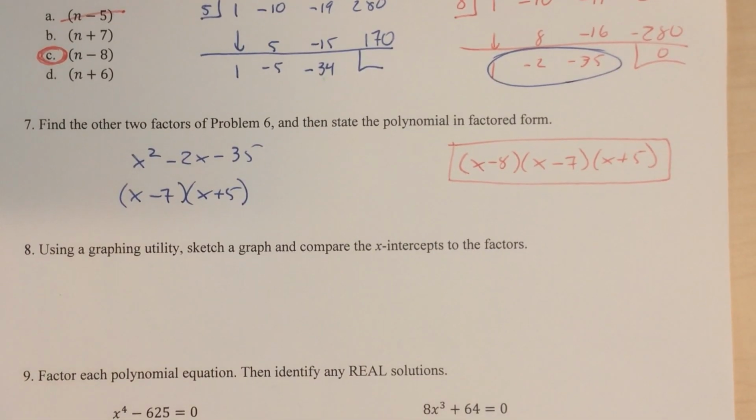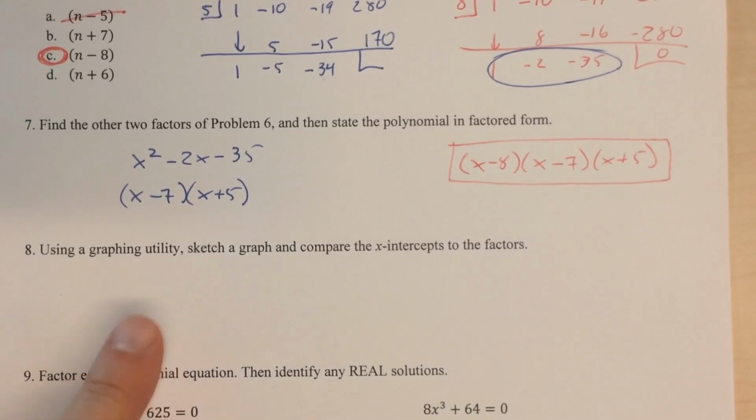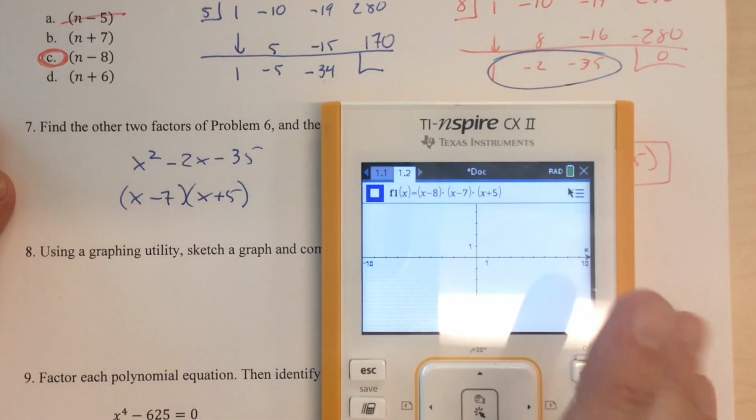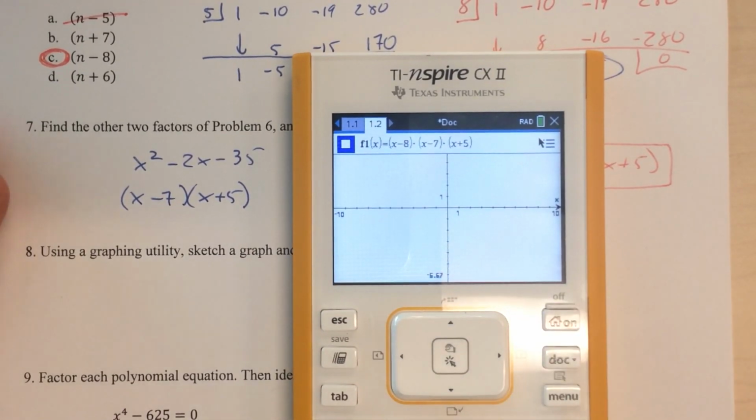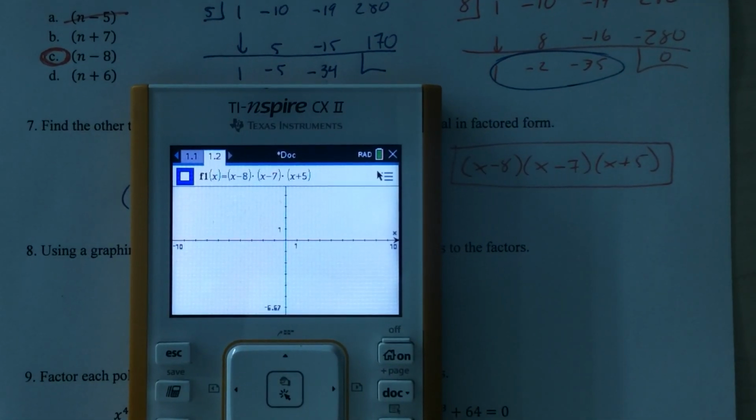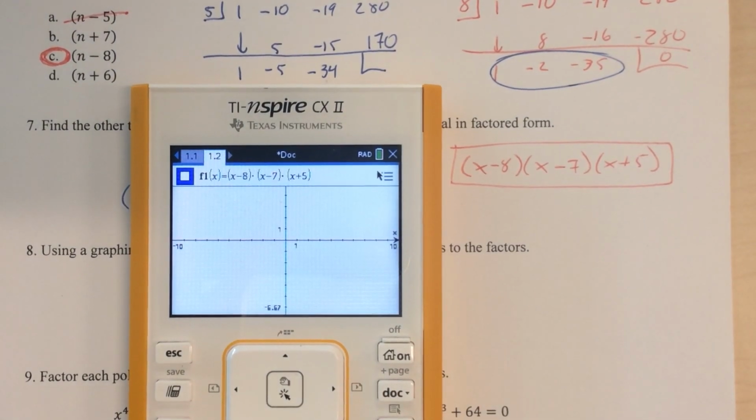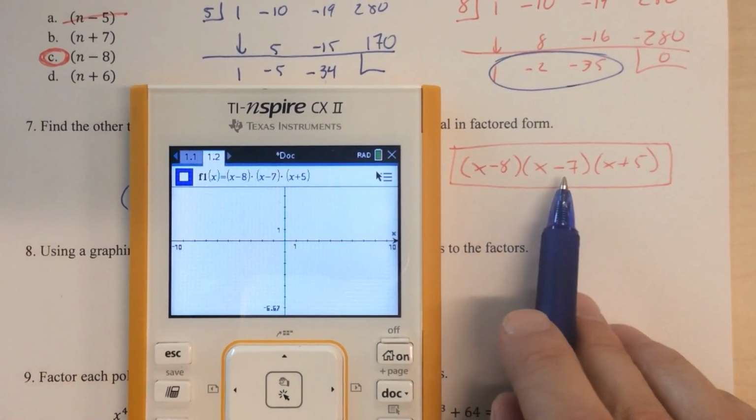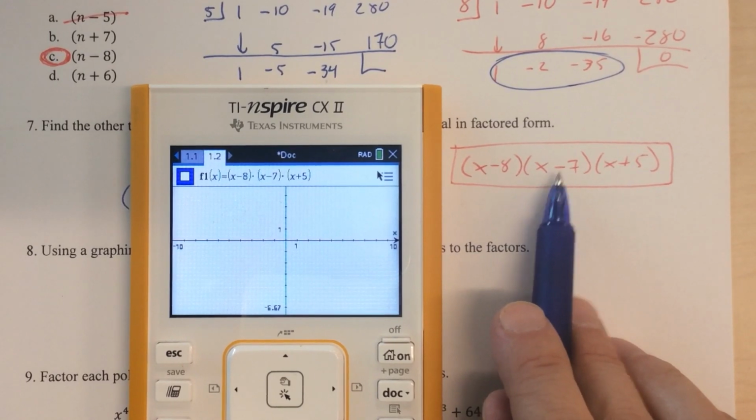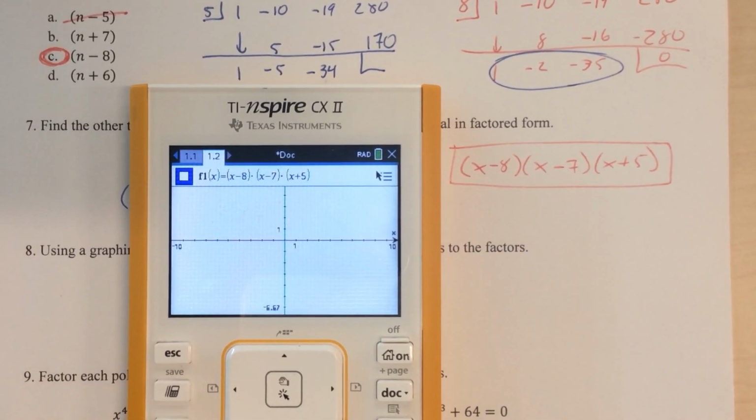All right, then 8. This question ties together a little bit more with that stuff that we see there. Okay, so it doesn't refer to which problem I want, but I'm still looking at 6 and 7. What I want you to do is graph it and just remember that the x-intercepts are the roots. So I've already got it typed in here, so I can just hit enter. But what I expect to see here is that the roots that would correspond are 8, a 7, and a negative 5. Those are going to be my intercepts. So I'm going to graph it.